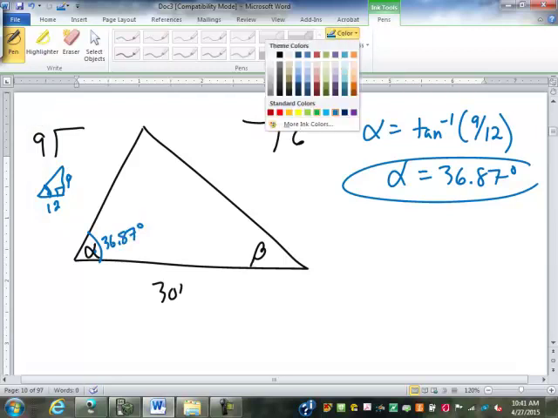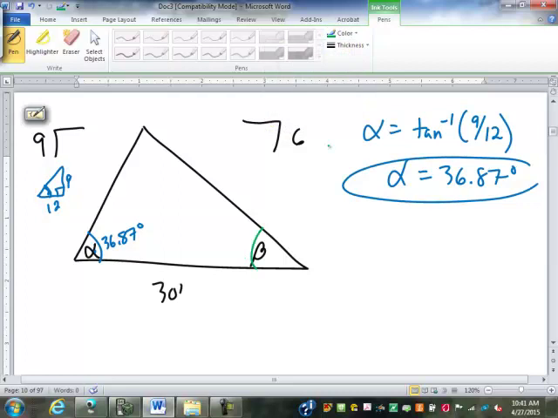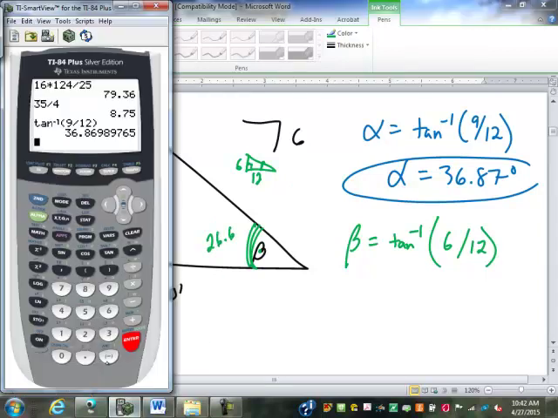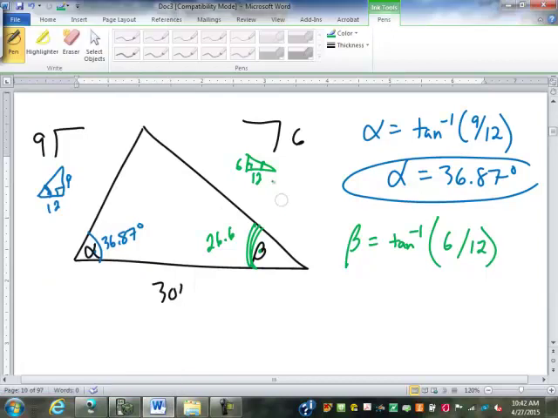Beta. What's that going to be? How's that going to be found? Right here. That's going to be the inverse tangent of the 6/12 slope. If I take the 6/12, there's my right angle, 6/12, here's my angle. Which is going to give us 26.56 degrees.